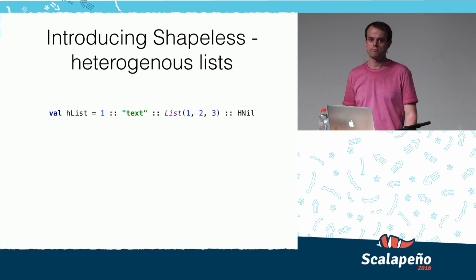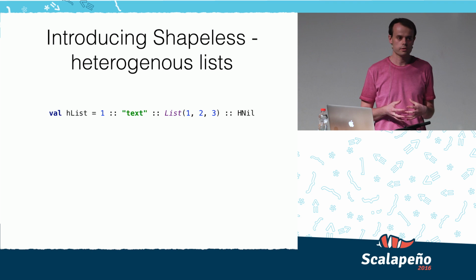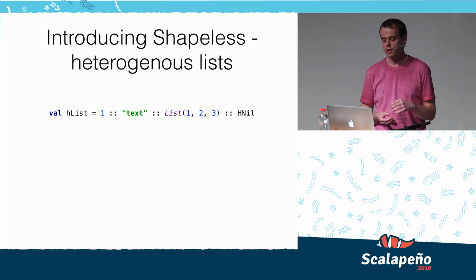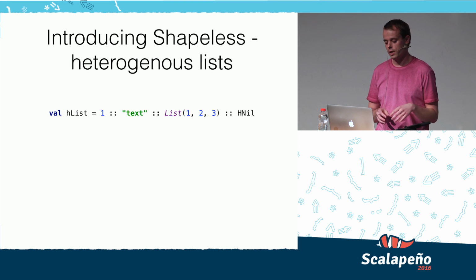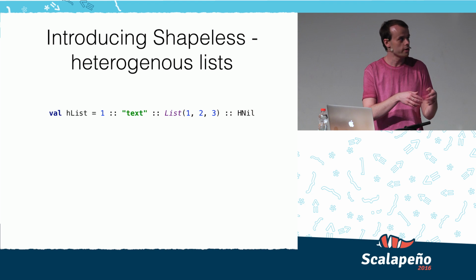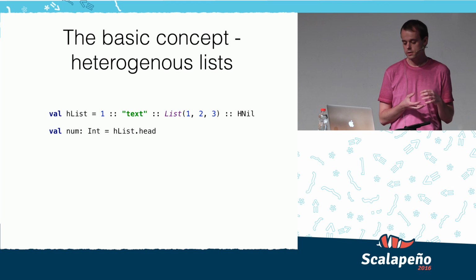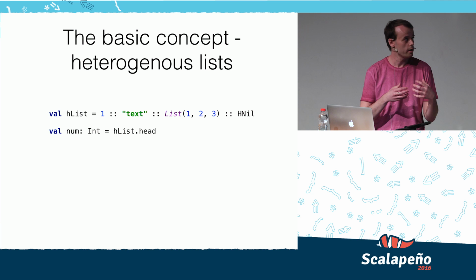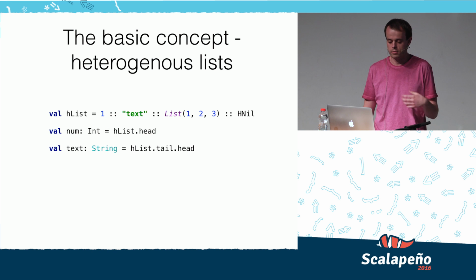So Shapeless is a Scala library for generic type-level programming, and its main concept is the heterogeneous list, in short, an HList. An HList is a list which can retain the types of all elements it contains. In this case, we create an HList with elements of type Int, String, and then List of Int. If we take the head of this list, the compiler will be aware that the type of this element is exactly Int. Then we can take the second element, and the compiler still knows the type.